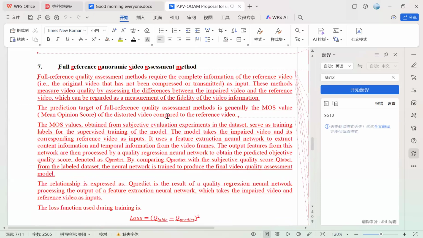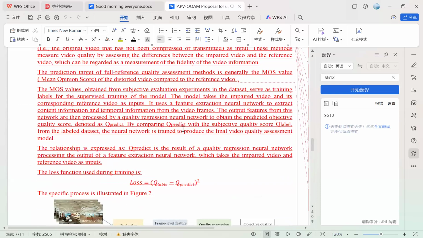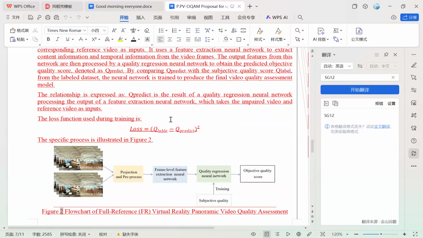I have one question. You are proposing a full-reference method and a no-reference method for panoramic videos. Do you have any experimental data showing that conventional full-reference or no-reference methods do not work for panoramic videos? Yes, we have also tested them, and we will provide detailed test reports in the next meeting.